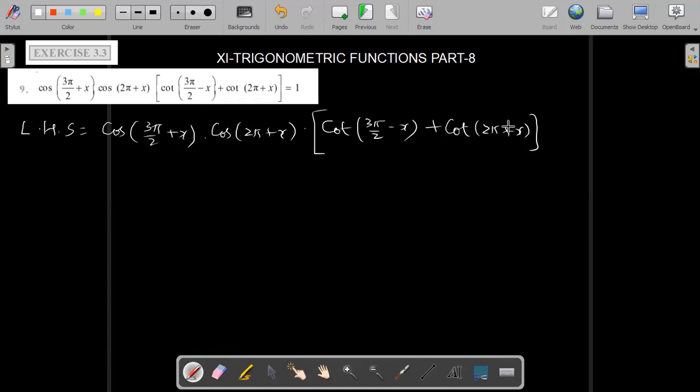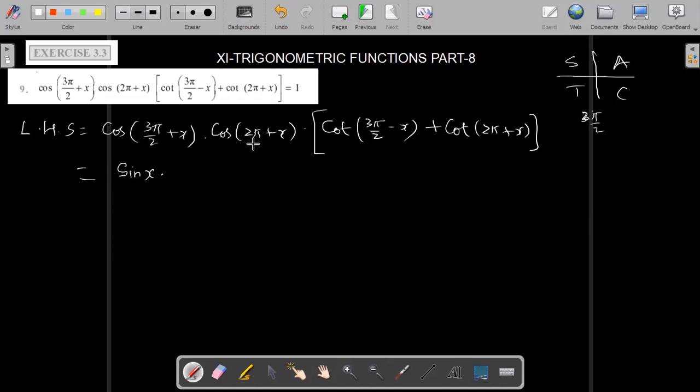3π/2 means 270 degree. Then 270 degree plus theta means, you should remember this, ASTC. So fourth quadrant, 270 degree. Here it is 3π/2, means 270 degree plus theta, which is the fourth quadrant. In the fourth quadrant cos is positive, but for 270, cos will change to sine. So this will become sine x.